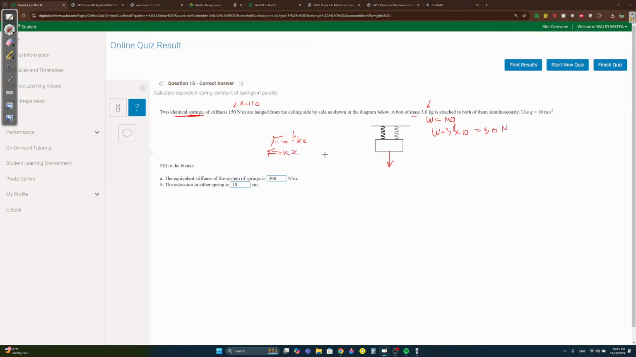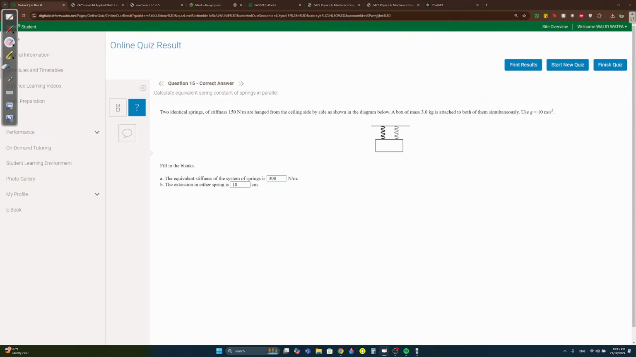Okay, so the force is 30, the k we said is 300, and x is the elongation we're trying to find. So x will be 30 over 300, which is 0.1. But remember this answer is in meters, and the question is asked in centimeters. So what do you do? Times 100, which is 10 centimeters.